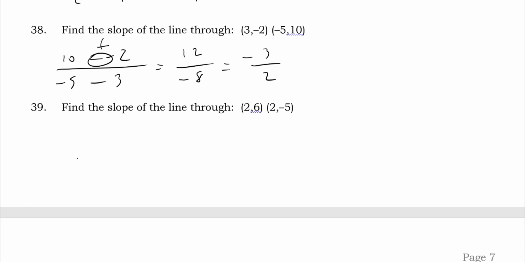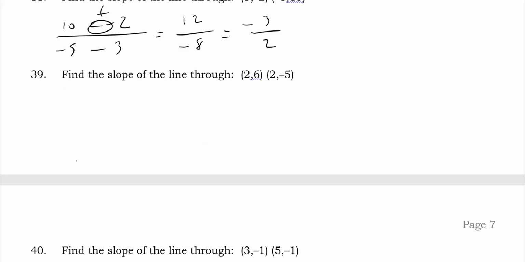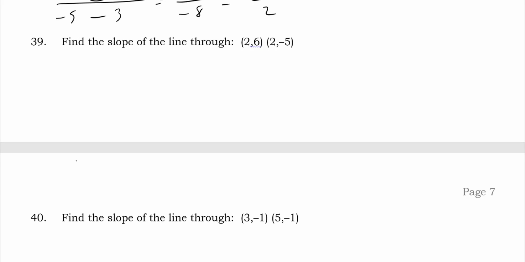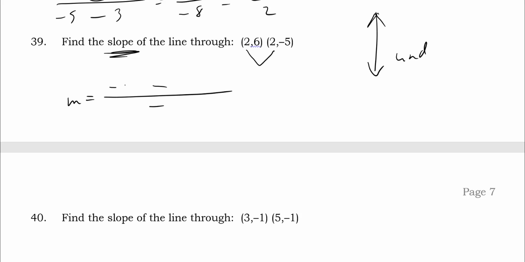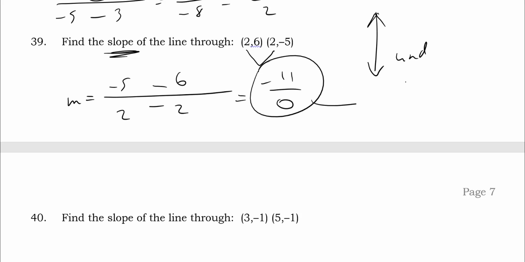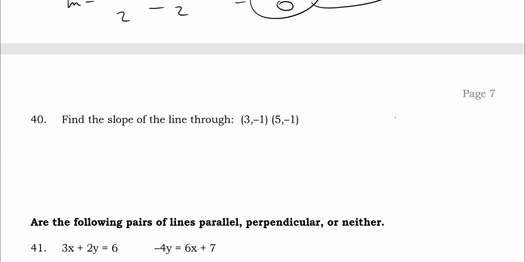Okay, so these next two problems, I'm just going to show them both here. Again, I'm looking for the slope. And you should see that the x is the same. So if the x is the same, that means it's going to be a vertical line. That means the slope is undefined. Now let's do it mathematically. So m equals y2 minus y1, so negative 5 and 6 and 2 and 2. So we get negative 11 over 0. And you guys should remember, negative 11 over 0 is undefined. If you type it in your calculator, you get an error. Okay, so it's undefined.